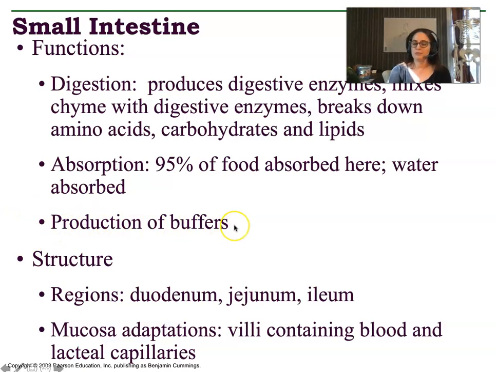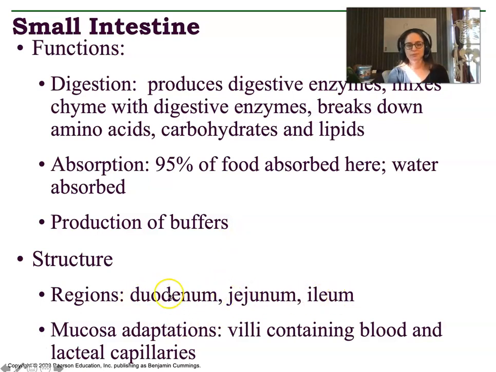We're also going to produce buffers. Remember, we had some bicarb in the saliva. We're going to have something similar happen in the duodenum because, remember, the stomach was a very acidic environment. You secreted hydrochloric acid, and that is not safe for the rest of the gut tube. So we're actually going to produce some buffers and release them into the duodenum specifically to neutralize that chyme that came out of the stomach.